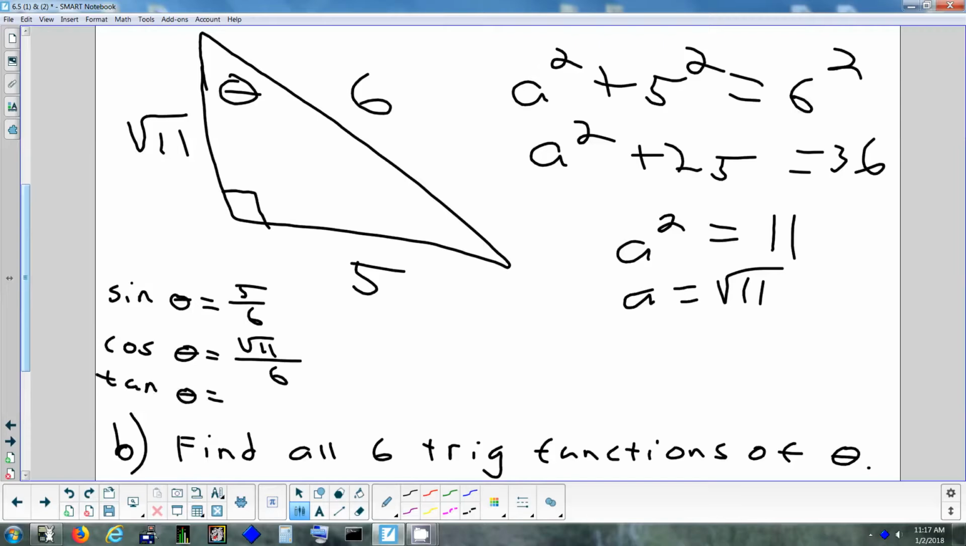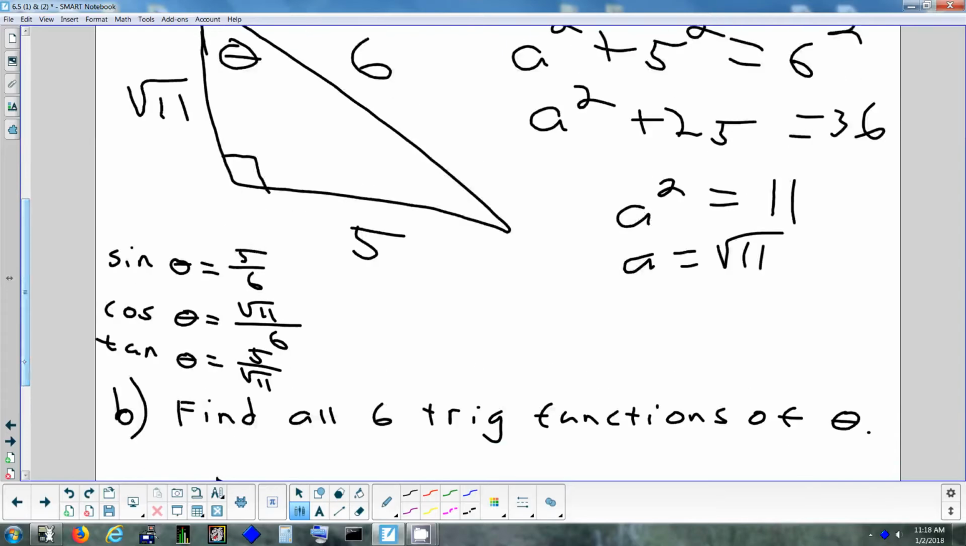Tangent. That's the first one that he said. Opposite over adjacent. That one you cannot leave like that. What's wrong with tangent? Right, we don't want to leave the square root in the bottom, and we've had things like this before. Multiply top and bottom by the square root, and you get 5 root 11 over 11.